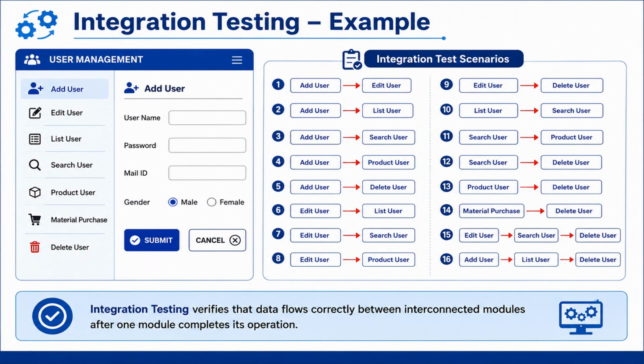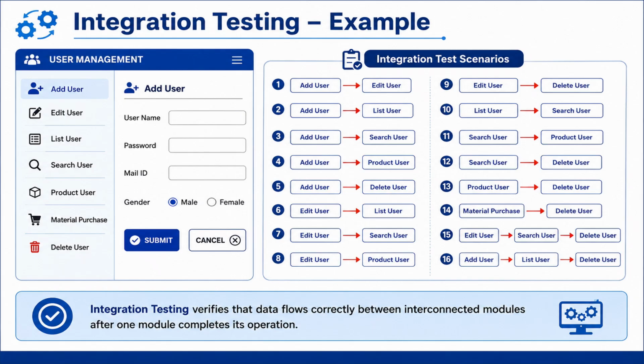Add user is one module, and edit user is one more module. There is a data flow between add user and edit user. Here add user is the sender, edit user is the receiver. There is a data flow between these two modules, so this is called integration testing. That's the first scenario. In the second scenario, I'll create the user, then after creating, I can list the user. Without adding the user, I can't list it. So there is a dependency between add user and list user.